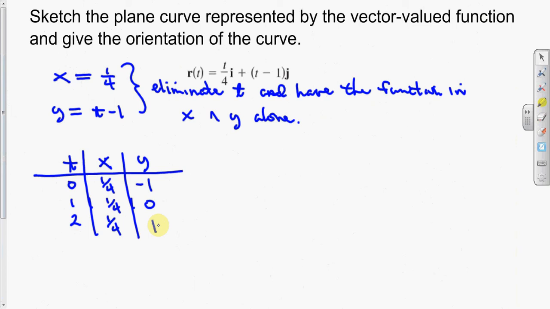Huh? Who said parabola? How do you see a parabola? It's a straight line.